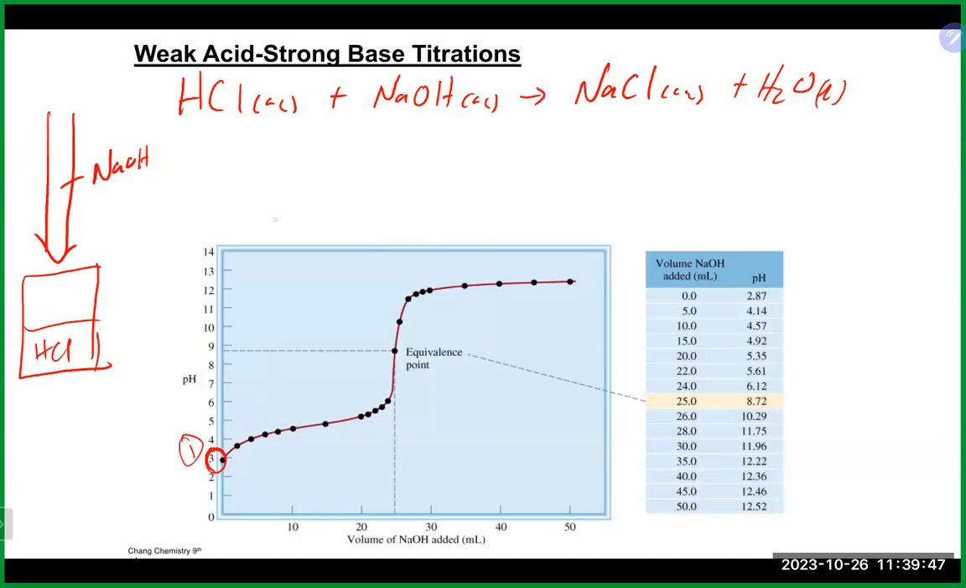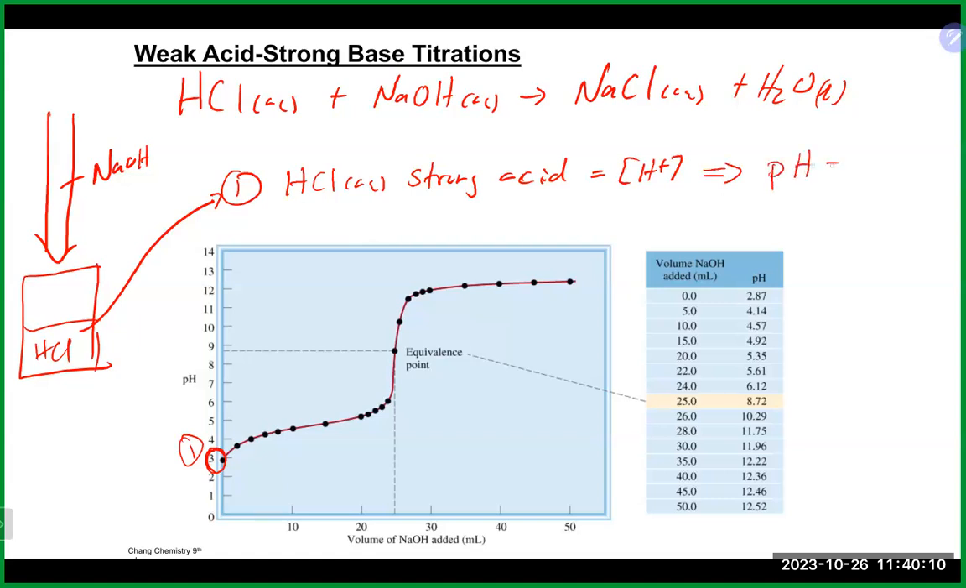And as we talked about, before you add any sodium hydroxide at that very first step, you only have, in this example, hydrochloric acid, which is a strong acid. Because it's a strong acid, that's going to give you your H plus concentration, because it will completely break apart into ions. That means in this type of titration, if you want your opening pH, you can go directly into the pH equation using the concentration of the strong acid, which will essentially give you your concentration of H plus.